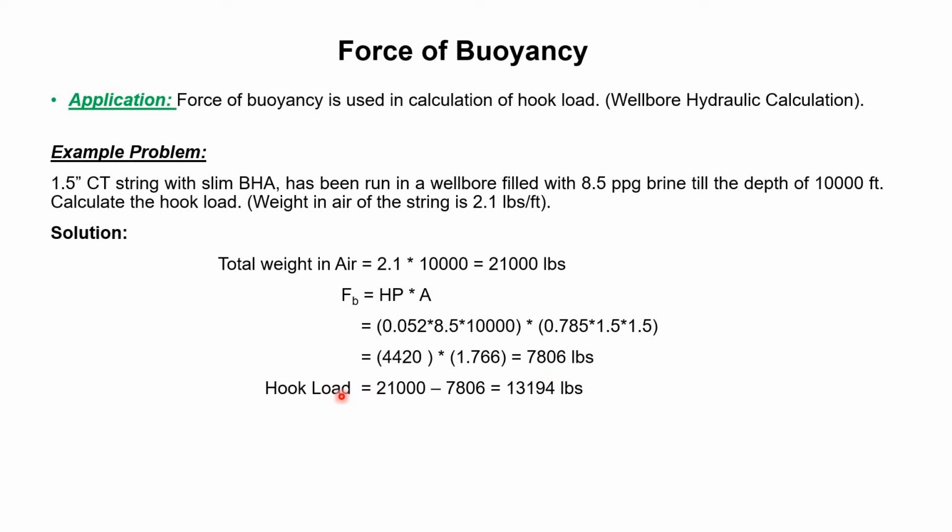So our required hook load will be 21,000, which is the weight in air, minus this buoyancy force. This 21,000 is the weight of the string acting downwards, and this 7806 pounds is the force of buoyancy acting upward. So the resultant weight, that is the hook load, will be 21,000 minus 7806, equal to 13,194 pounds.